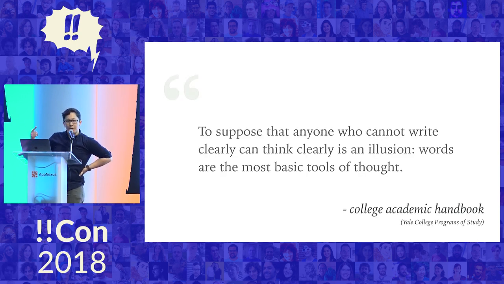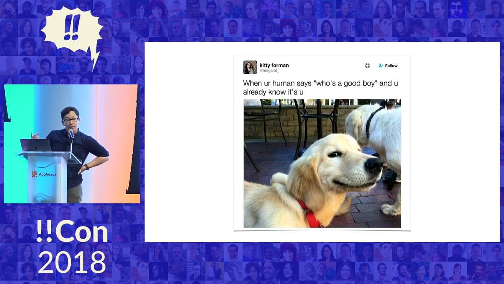And there's a really funny thing about this statement when you think about it, which is that the words part of someone's brain made this up. Like, the verbal part made this sentence up. So, you know, asking the verbal part of your brain what the most basic tools of thought are is like asking this dog, like, who is a good boy? Like, this is a wonderful dog, but the dog is not a neutral party.